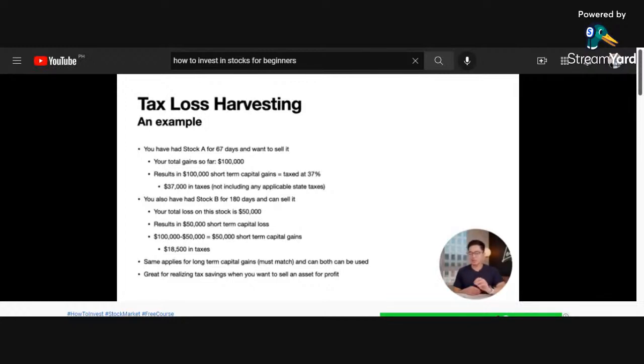Now, the same thing applies for long-term capital gains. I will say that it has to match, so you can only offset long-term capital gains with long-term capital losses. And it really is a great strategy where you can realize tax savings when you want to sell an asset for profit.